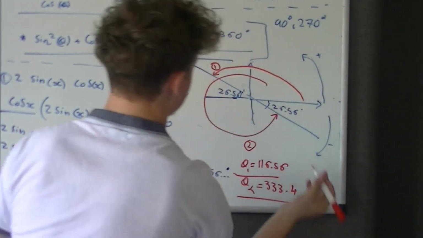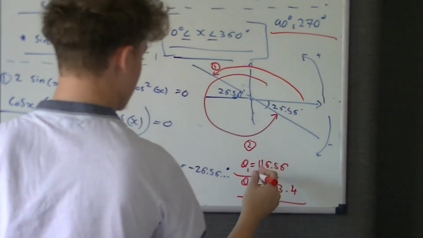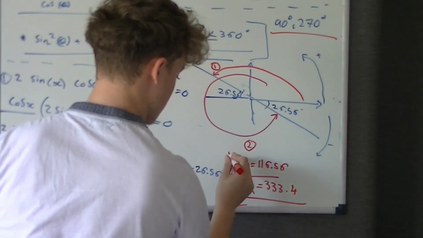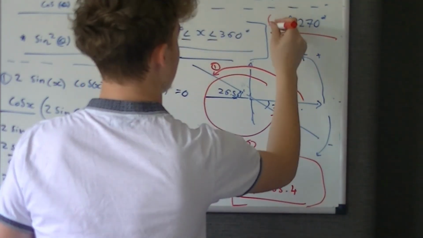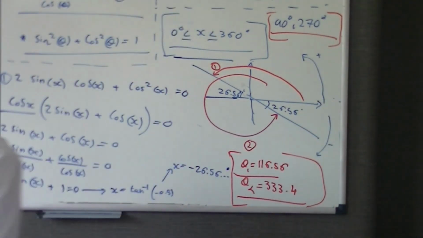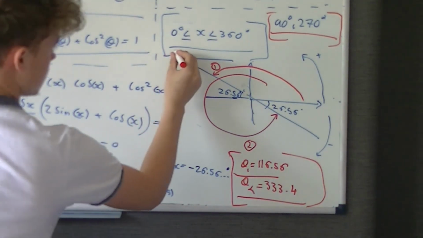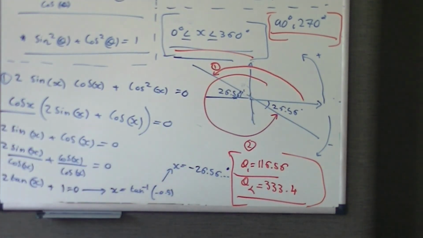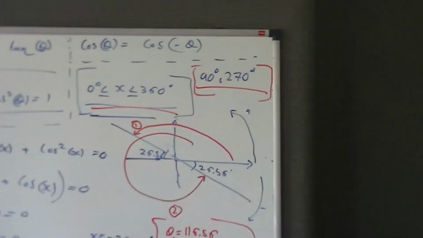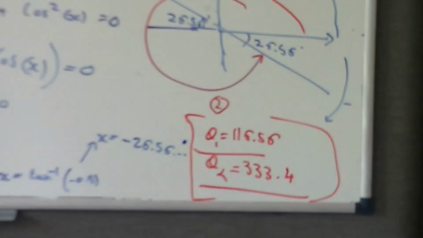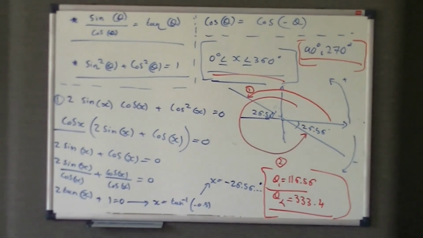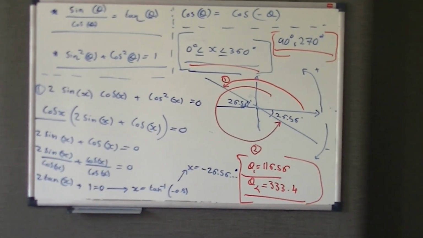Everything I'm underlining in red is our answers for x. So our values for x, or theta, given this equation: you've got your 90 there, the two values, and then the other two are at the bottom. Hopefully you've seen how we've worked that out from that equation.